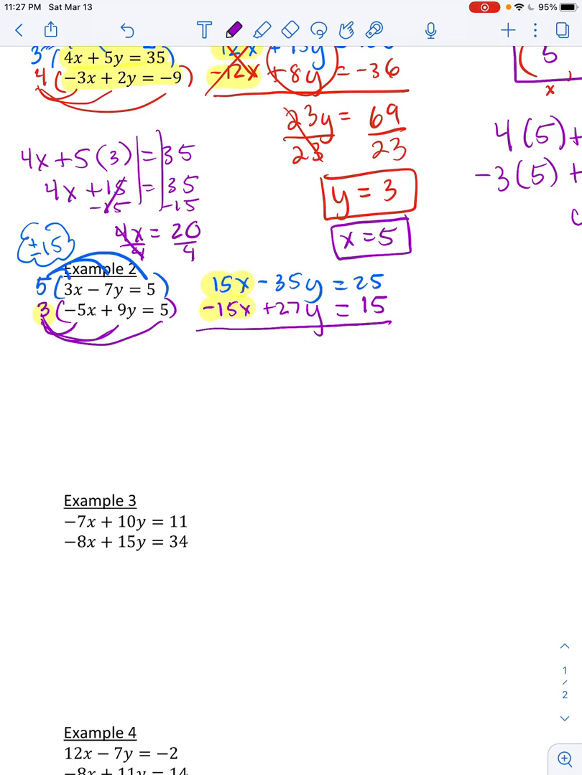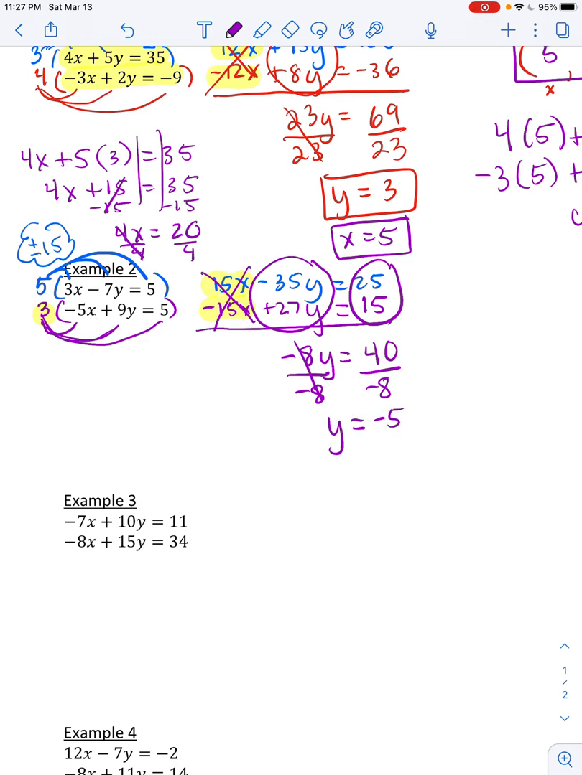All right. Ready for what we learned in 7-3. These are equal but opposite, so those cancel out. Here I have -35 plus 27, so -8y. And then here I end up with 40. Dividing by -8, just don't forget about the negative. My y value is -5.